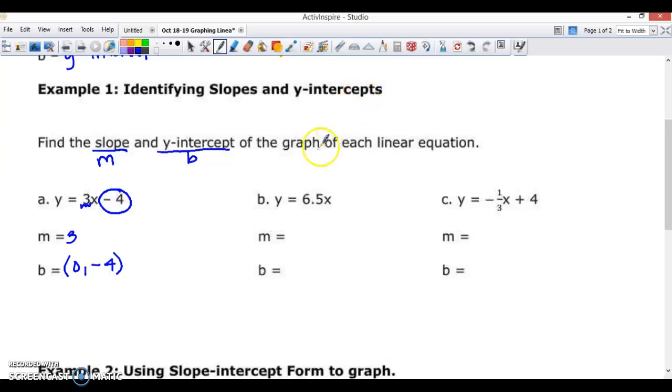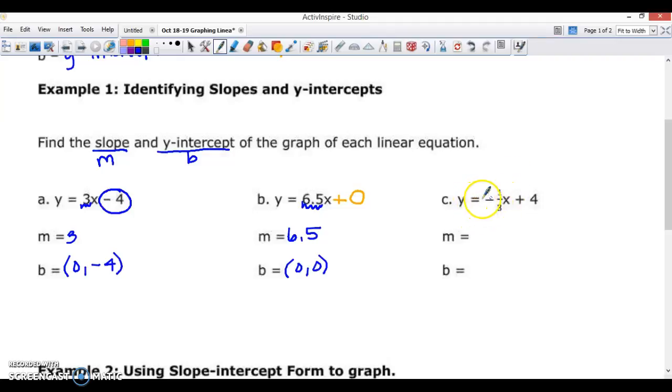All right, let's look at the next example. y equals 6.5x. I'm going to take the number in front of x, and that is my m value. Now, this one is a unique situation where it's not written for a y-intercept. But when you don't see a b here, this literally means plus 0. So now that I see a 0 there, I can write my ordered pair for b, which is (0, 0). And all that really tells me is that this line will pass through the origin.